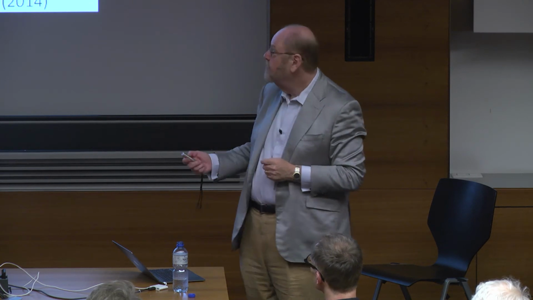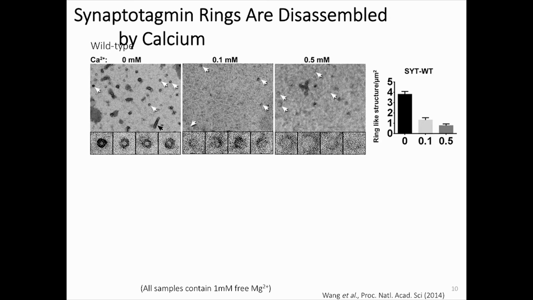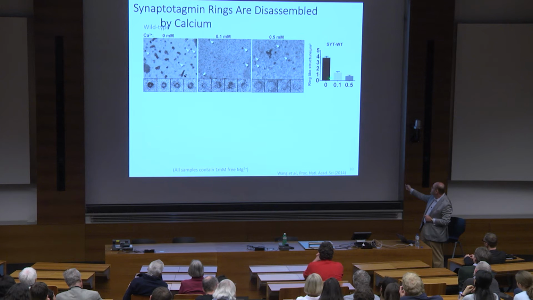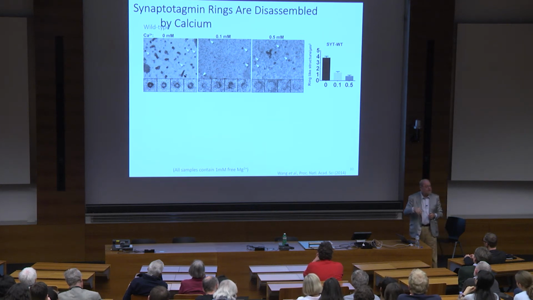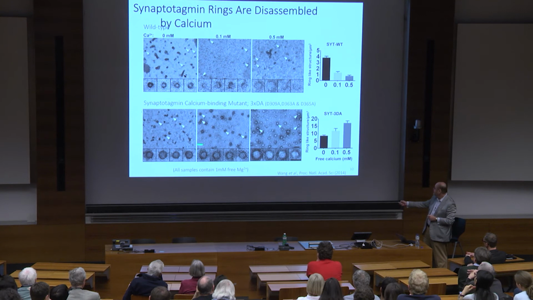That's exactly what happens. So here we have the number of rings that we see, and here we add calcium, and in the relevant physiological range, 0.1 to 0.5 millimolar, the rings fall apart. If we mutate the calcium binding sites that Tom Südhoff showed were necessary for synaptic transmission, the rings no longer disassemble. In fact, we get more rings.